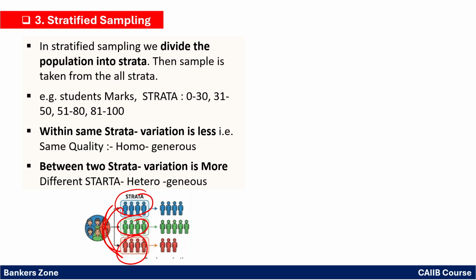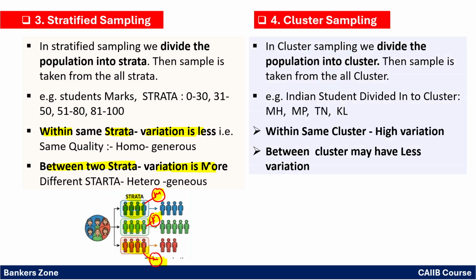For example, we have a population. So we create the population of males, we create the population of females, and separate it from the children. That means male, female and children, there will be three strata we have, right? So all men will have identical characteristics, all females will have identical characteristics, and children will have identical characteristics. Very important: within the strata variation is less, and between the two strata variation is more. Now next is cluster sampling.